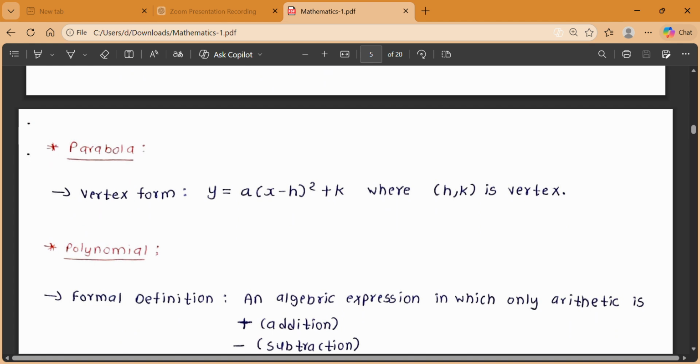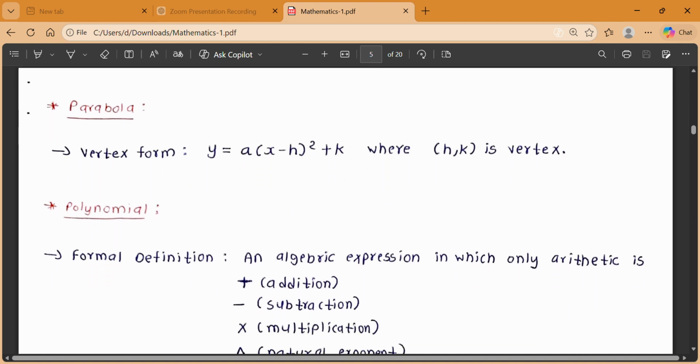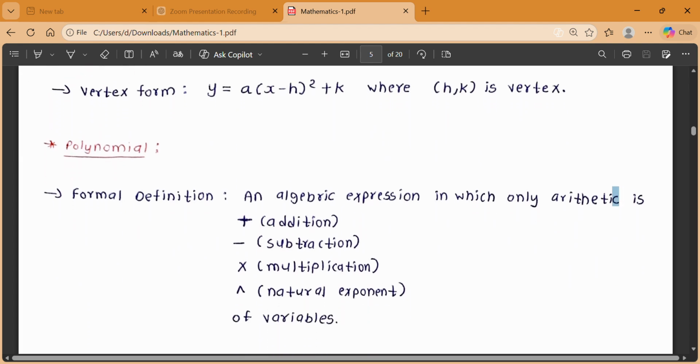Parabola and vertex. Parabola vertex form: y equals a(x minus h) square plus k, where (h, k) is the vertex.